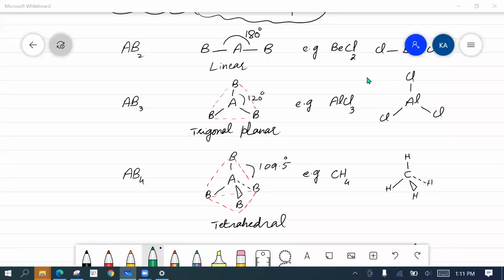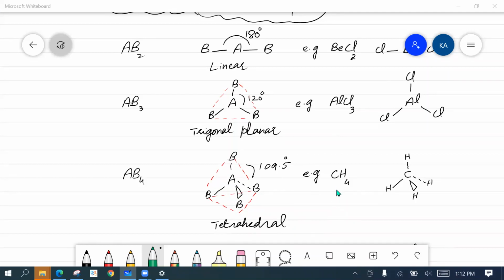Next shape is AB4. There are 4 surrounding atoms with 4 shared pairs of electrons around the central atom, and these 4 shared pairs of electrons adjust at an angle of 109.5, and the shape is called tetrahedral. An example is CH4. So here we can conclude that all the elements of group number 4 do the same thing and have the same molecule with hydrogen.